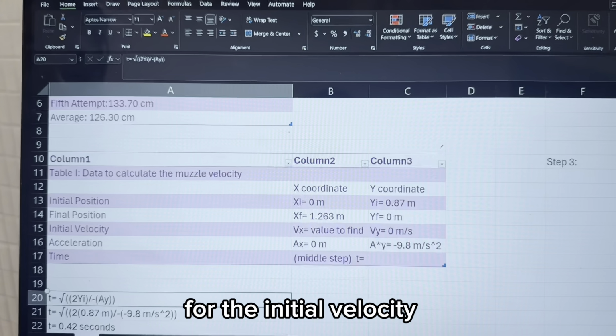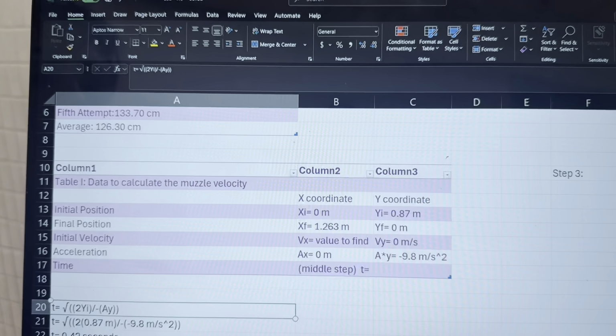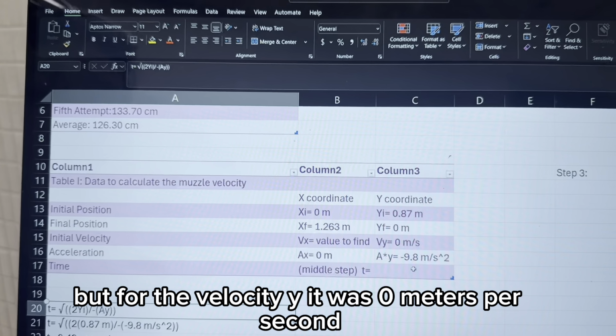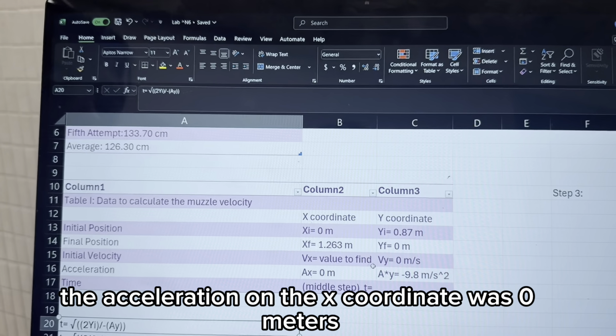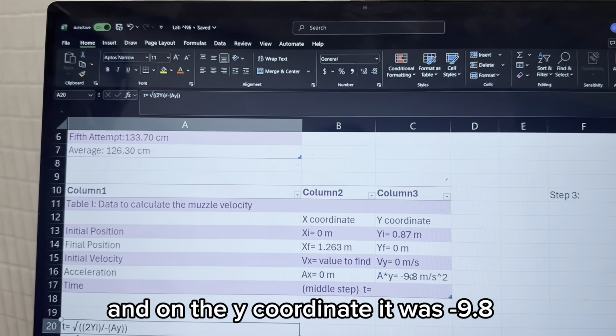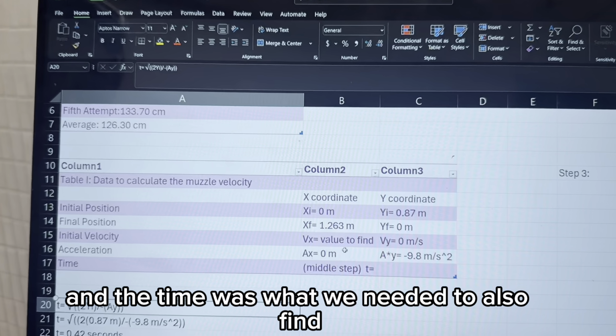For the initial velocity, x was the value we needed to find. But for the velocity y, it was 0 meters per second. The acceleration on the x coordinate was 0 meters, and on the y coordinate, it was negative 9.8 meters per second squared. And the time was what we needed to also find.